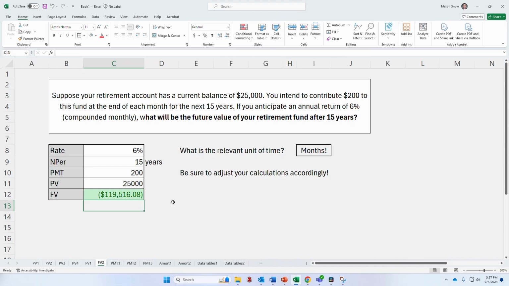So I hope this has been some good exposure and practice with both the PV and FV functions in Excel.